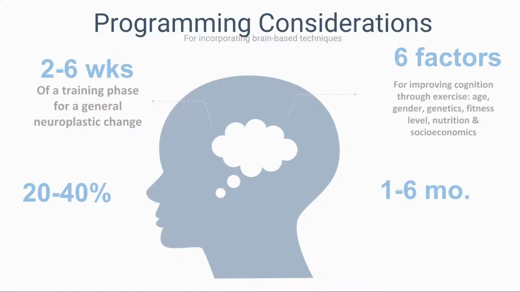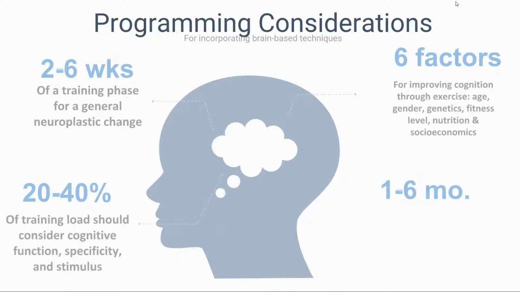When it comes to improving cognition through exercise, there's 6 different factors that may change the effect: age, gender, genetics, fitness level, nutrition, socioeconomics. Sometimes people with a really high fitness level don't get the benefit. We saw the age chart at the beginning. Genetics play a role. Nutrition, socioeconomics play a role.